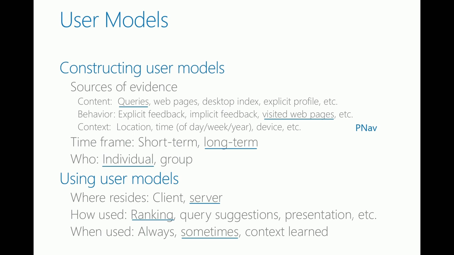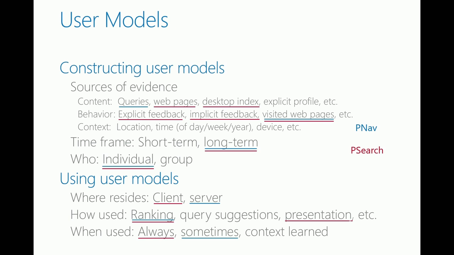Okay. I also worked on a system called Personalized Search, which had a much richer model of a person's interests. It was everything that was on their desktop machine at the time. Now you might think of it as every page you've encountered in a browser or an app. So a tremendously broad perspective, long-term, again, individual. Here the model resided on the client, and it was used both for ranking and presentation.